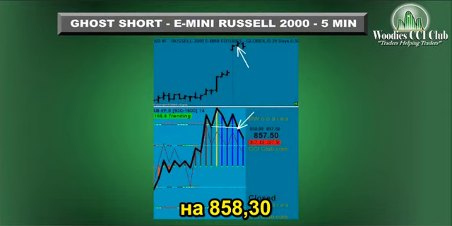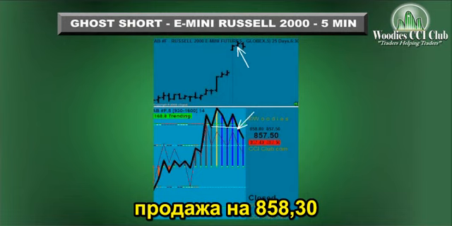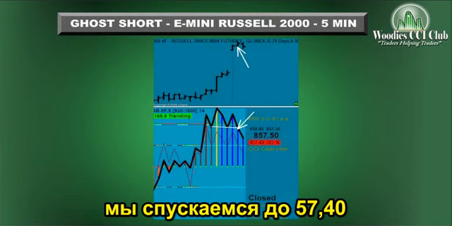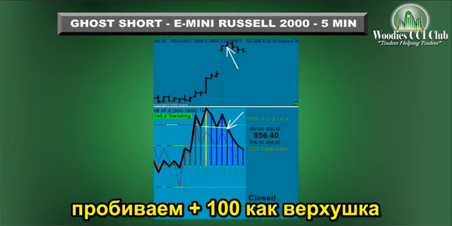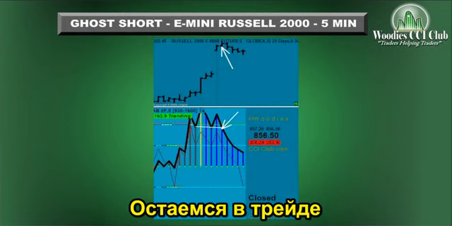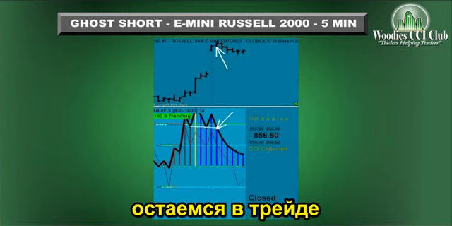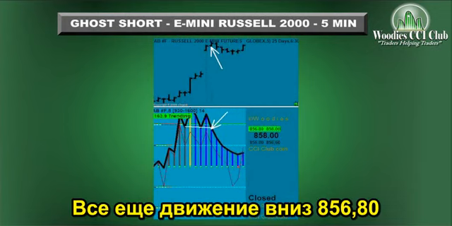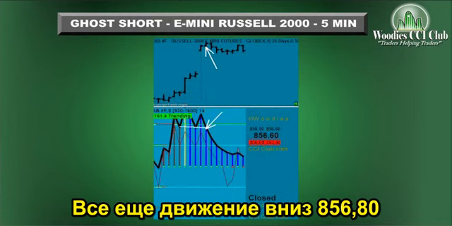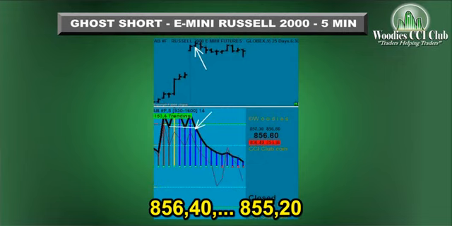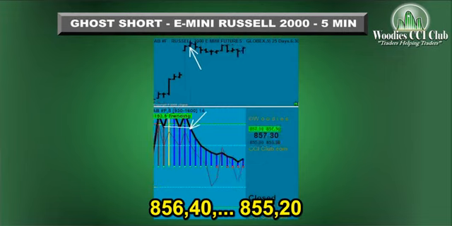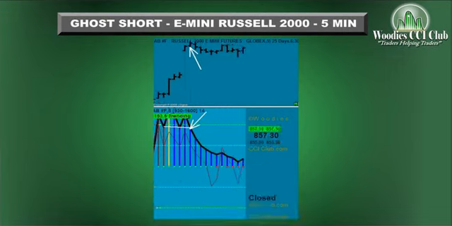So again, we went short at 858.30. We're down here to 857.40. There's our 10 ticks. Break even plus 1 on our stop. Just stay with it. Stay with it. Still going south, 856.80, 856.40, 855.20.